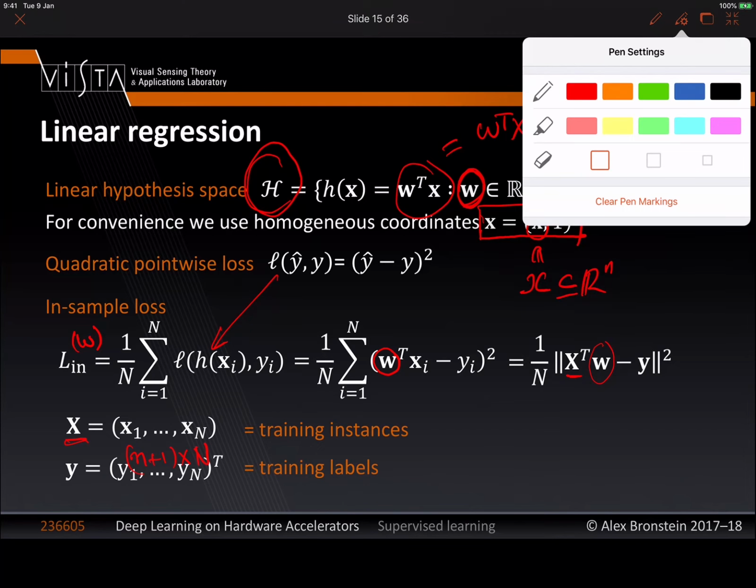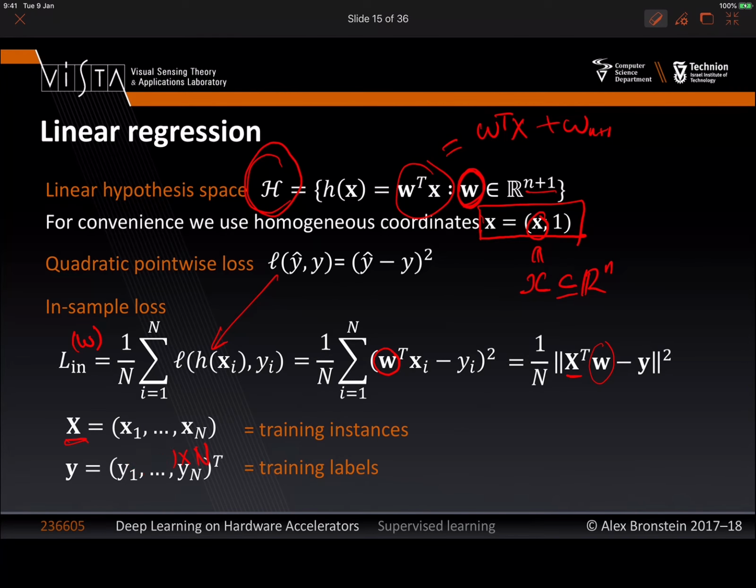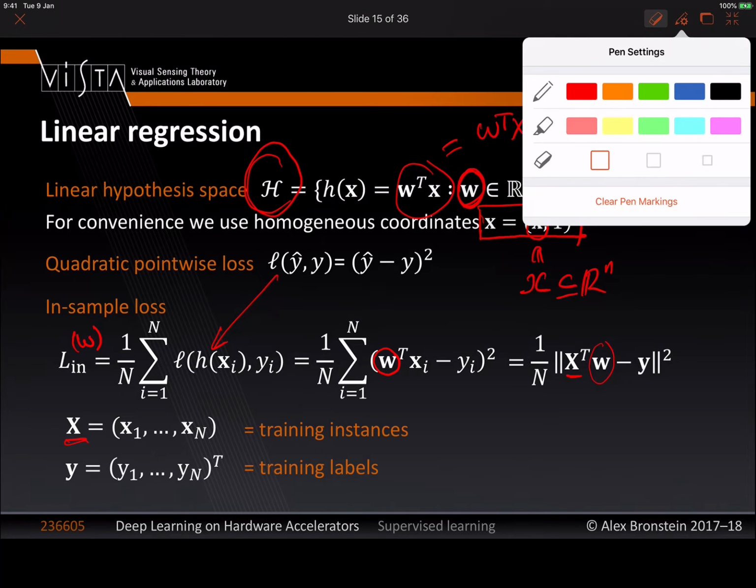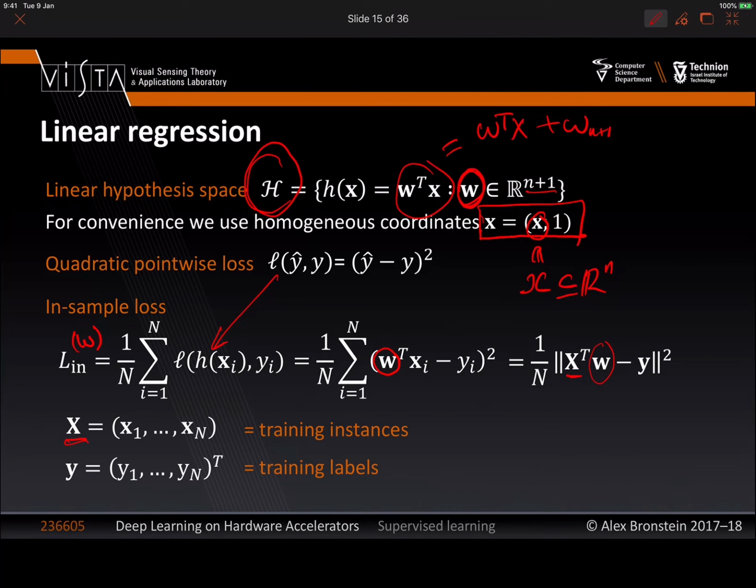So the vector Y will be simply the corresponding capital-n-dimensional vector of labels corresponding to each of the instances. Okay, so in this form, I will simply have this L2 norm squared as my loss function. Okay, quite straightforward.